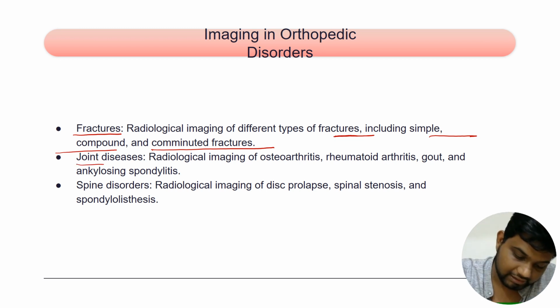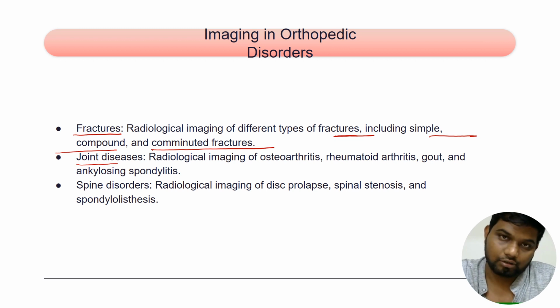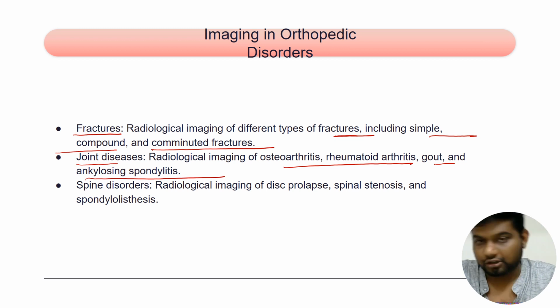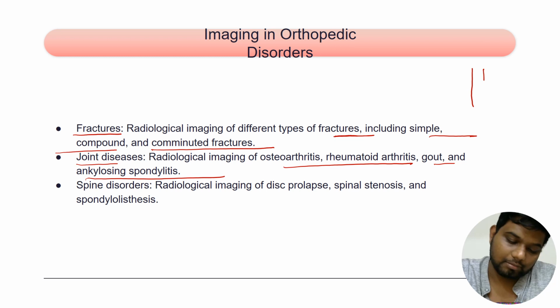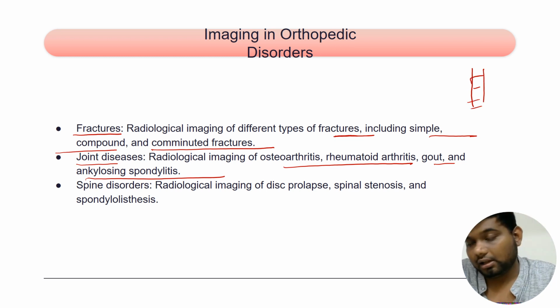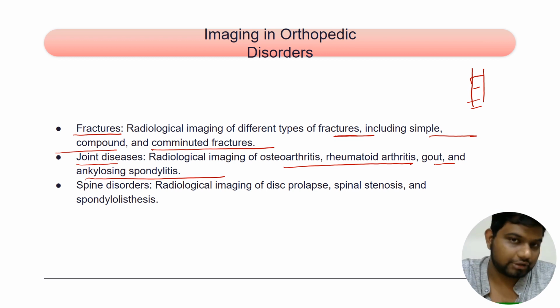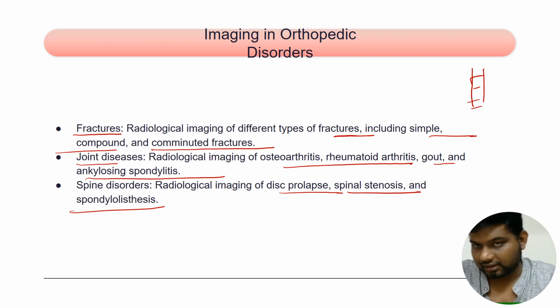And then you have joint diseases, where you see the radiological imaging of osteoarthritis, rheumatoid arthritis, gout, and ankylosing spondylitis. All those things are pretty important here. For example, they may give you the bamboo spine and ask what the diagnosis is. It should be ankylosing spondylitis, which is associated with HLA-B27. You should remember that. And then you have spine disorders, where the radiological imaging of disc prolapse, spinal stenosis, and spondylolisthesis will be there. You see the image and identify what the problem is.